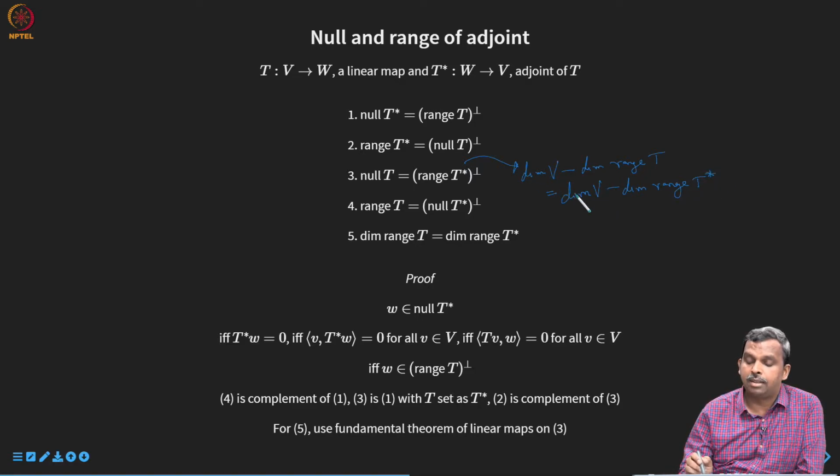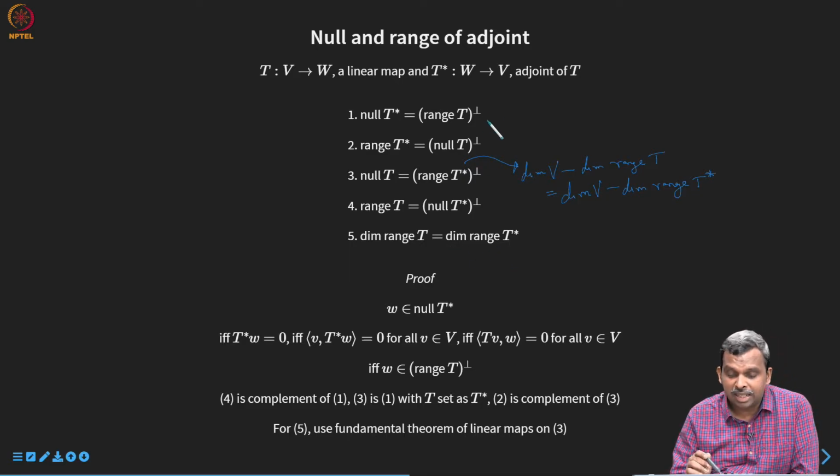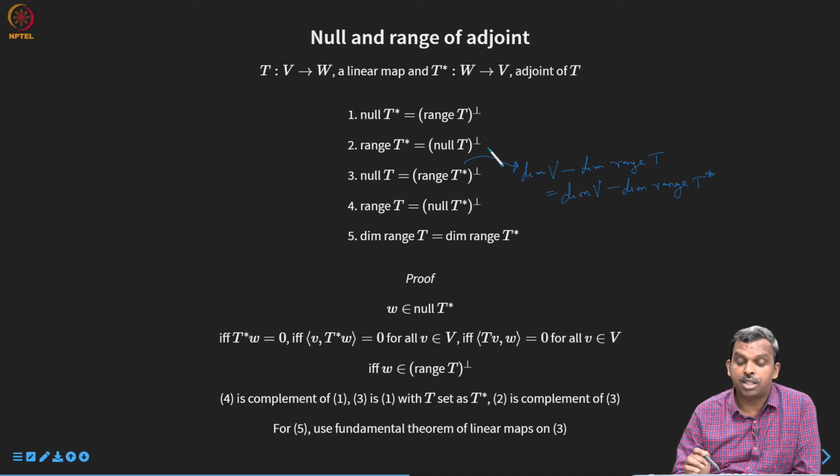Okay. So you can cancel dimension of V and you will get dimension of range T equals dimension of range T star. Looking at this relationship, you may be tempted to think that dimension of null T is also equal to dimension of null T star. That need not be true. None of these results will give you that. It won't work out because dimension of V and dimension of W can be different. That is the problem.